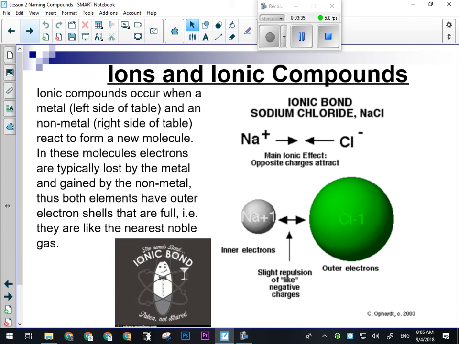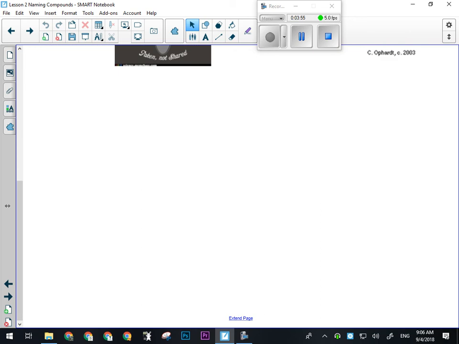So when they fill these outer shells with electrons, they can do that in one of two ways: by taking electrons from someone to fill their shell, or by giving away electrons and thus losing their outer shell and having the one beneath already full. If we're looking at sodium as an example, sodium's atomic number is 11, which means it has 11 protons and 11 electrons.